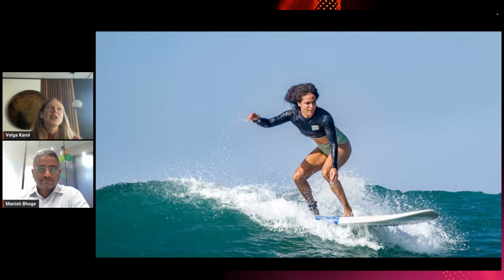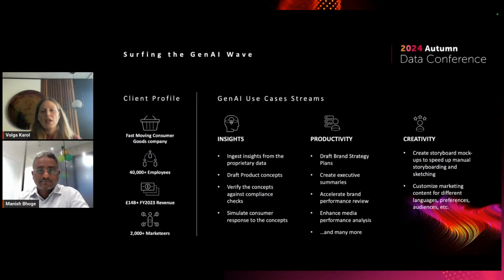If you don't catch the moment, you just miss the opportunity and you have to wait for another wave. And I think this is something which is happening with Gen AI in the industry right now. Companies are really trying to understand what is the best moment to catch the wave and how do they catch this wave. And our client is not an exception.